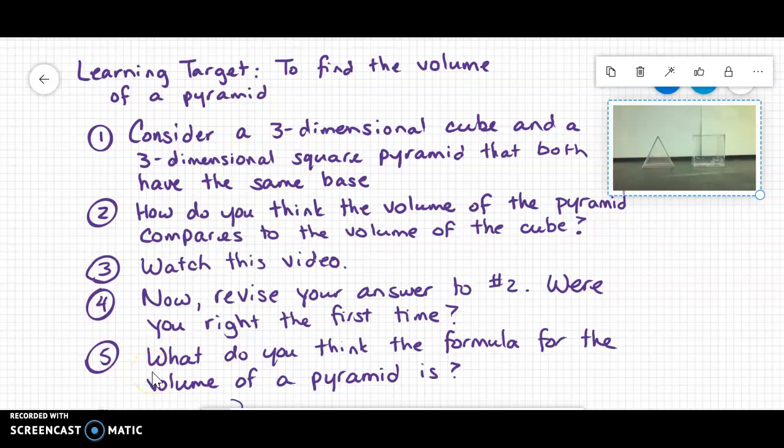After watching the video, does your answer to question number 2 change? How does the volume of the pyramid compare to the volume of the cube? Based on that answer, number 5 is, what do you think the formula for the volume of a pyramid is? I'll pause for a minute to let you think about that.